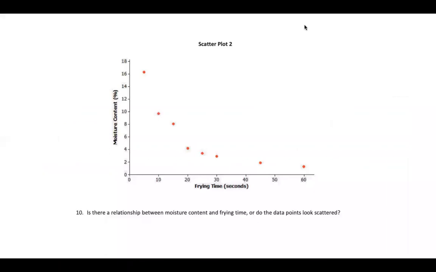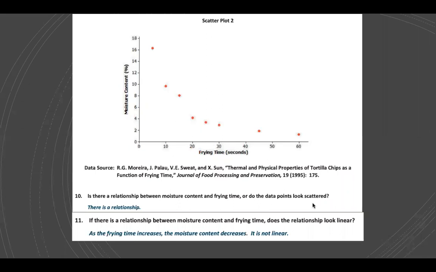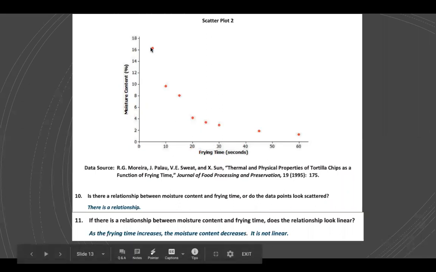All right, if we check out this one, it says the moisture content, or the percent of moisture, and the frying time. So is there a relationship between moisture and frying time, or do the points look scattered? So if the frying time is quick, it takes less time to fry something, is the moisture content higher? Yeah, it looks like as the moisture content gets less, it takes longer to fry those items. There is a relationship, and again, it's not linear. This one looks curved.